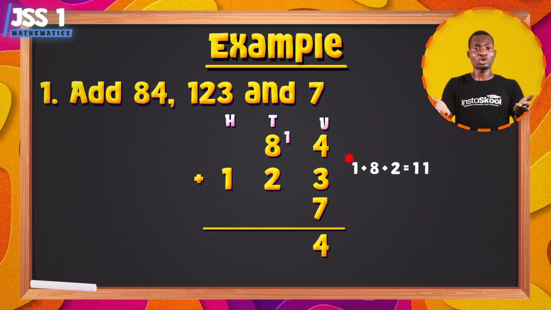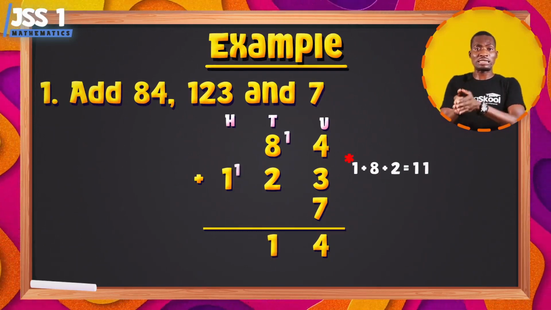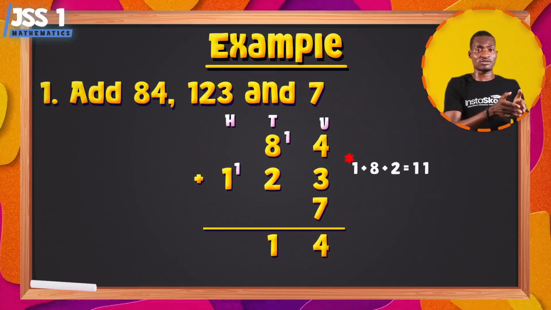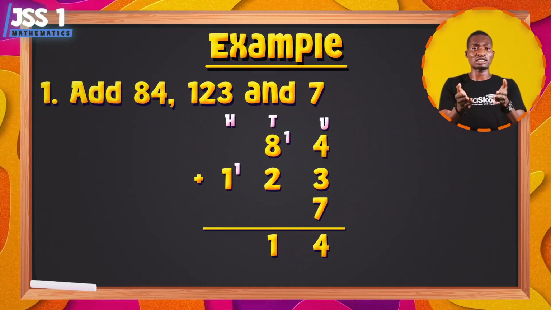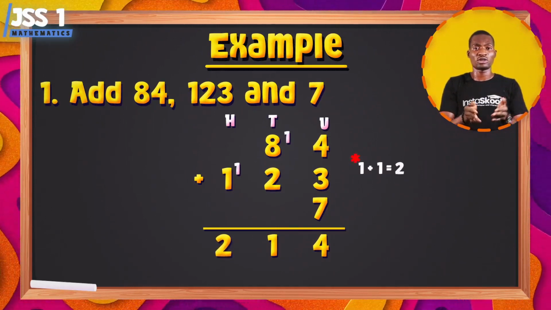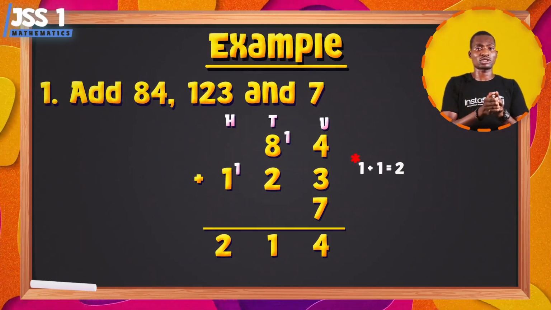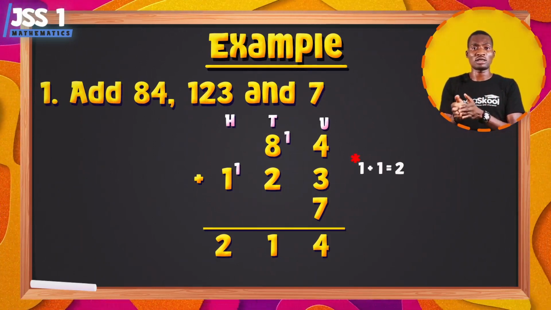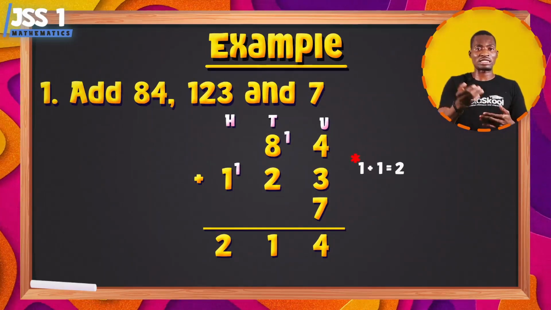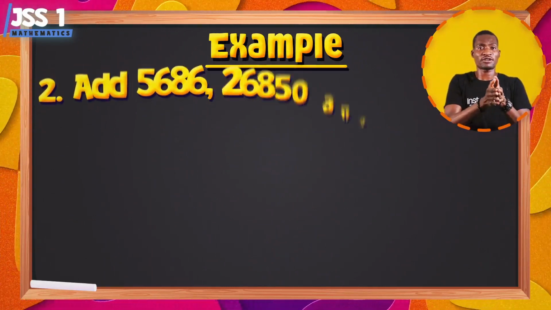That gives 11. Good. So you write 1 there, and the next one is taken also to the next side, that is underneath the 100 place value. Finally, our last addition will be to add 1 to 1. That gives us 2. So the addition of 84 plus 123 plus 7 gives 214.